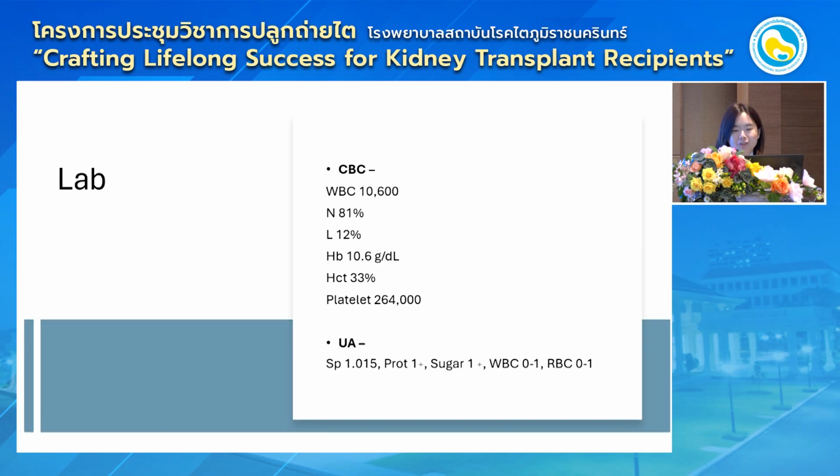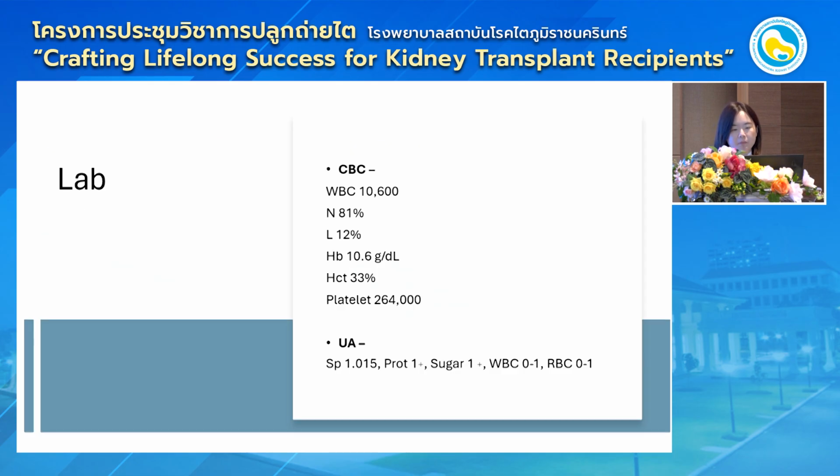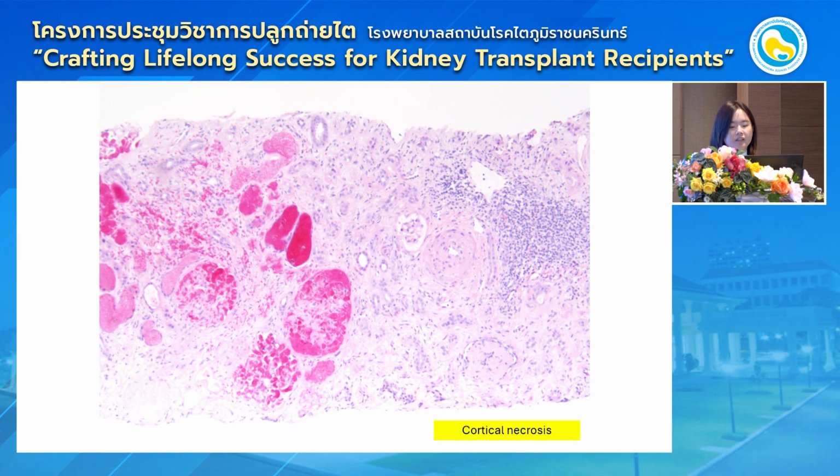But after that, after we switch the immunosuppressive, the creatinine is still rising. So I decide to do the second kidney biopsy. And here we can see a severe IFTA. And here this is a cortical necrosis.